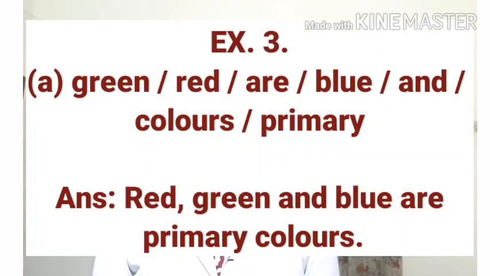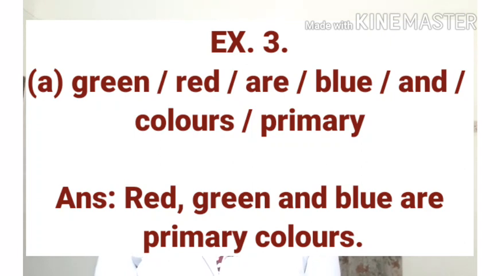Now, children, let's discuss the exercises given in your grammar text. I hope you have completed exercise 1 and 2. So let's discuss exercise 3. Look at the first sentence. In exercise 3 also they have given some jumbled words. You have to properly arrange the words and make it a complete sentence. Look at the first one.